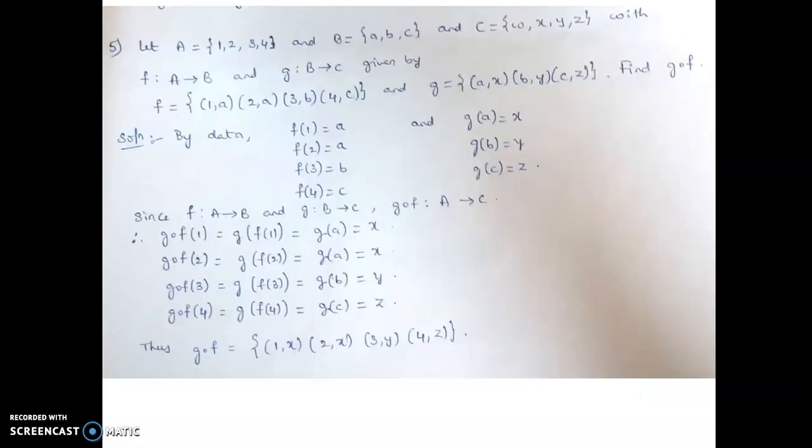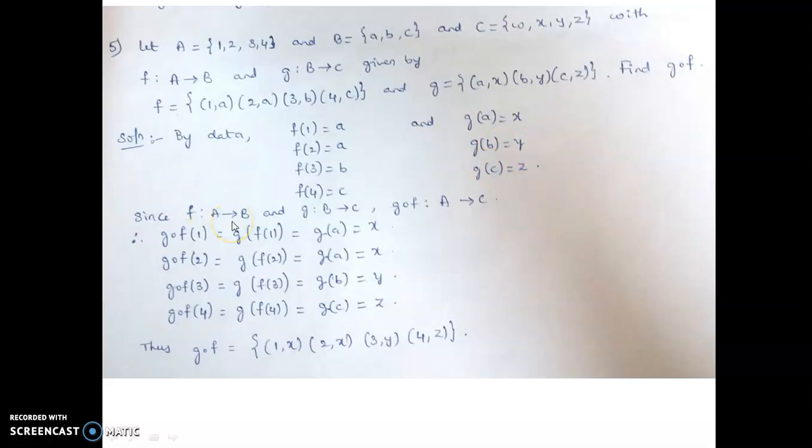Next, let A be equal to 1, 2, 3, 4, B is equal to a, b, c, and C is equal to w, x, y, z, with functions f from A to B and g from B to C given by this. Find g of f. By data, f of 1 is equal to a, f of 2 is equal to a, f of 3 is equal to b, f of 4 is equal to c. So this is for the function f. g of a is x, g of b is y, g of c is z.